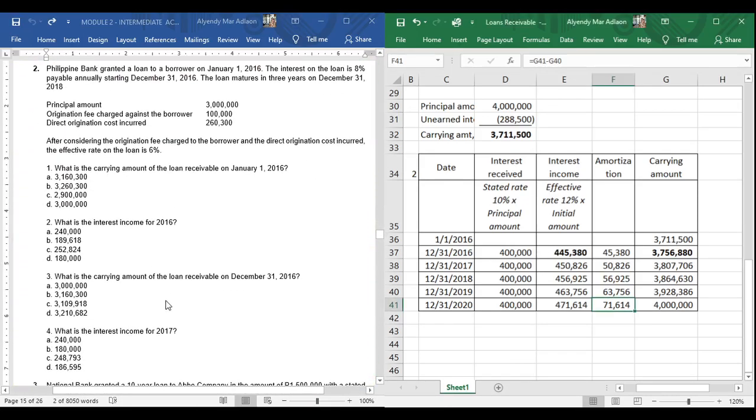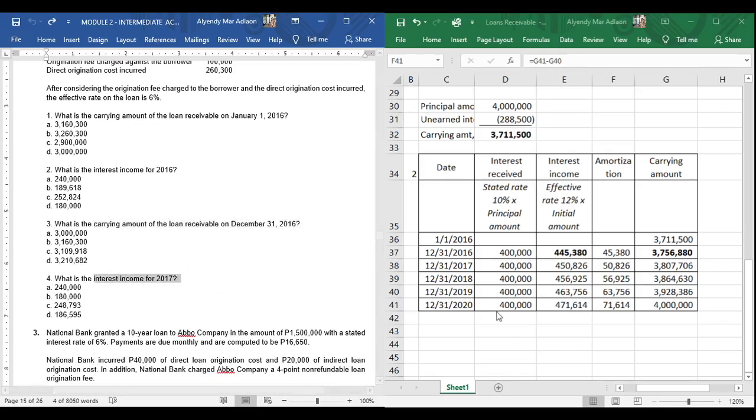Okay, so our second problem is Philippine Bank. The questions are: what is the carrying amount of the loan on January 1, 2016? That is the initial measurement again. What is the interest income for 2016? Carrying amount on December 2016, that is subsequent measurement. And the interest income for 2017.